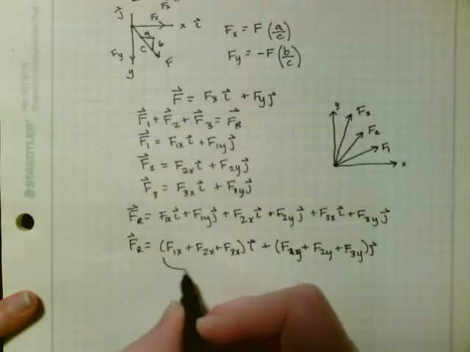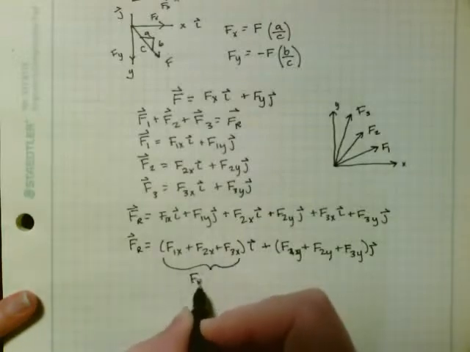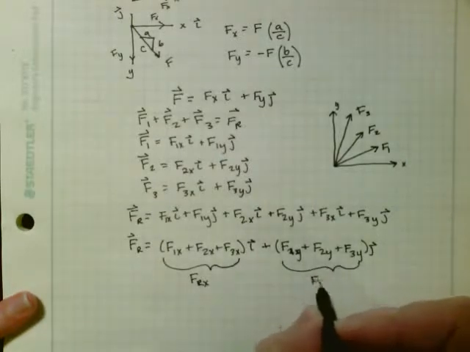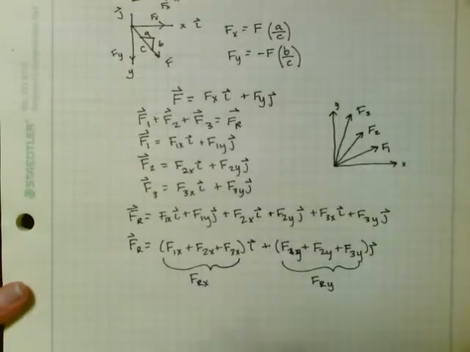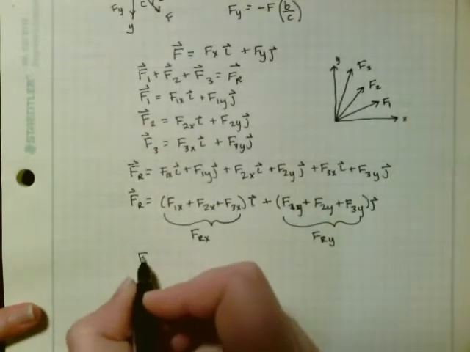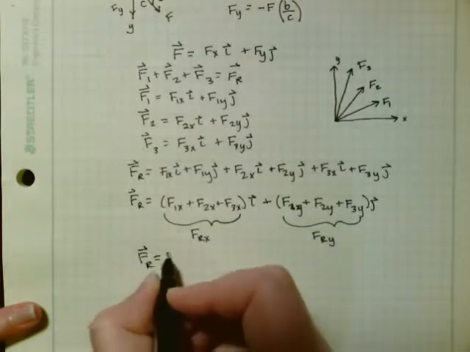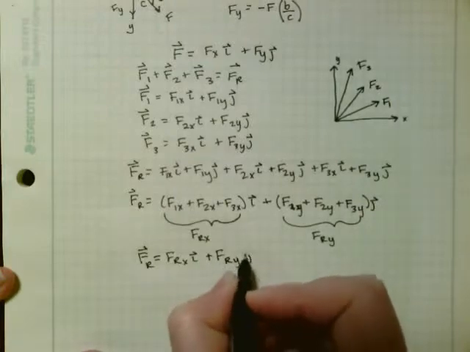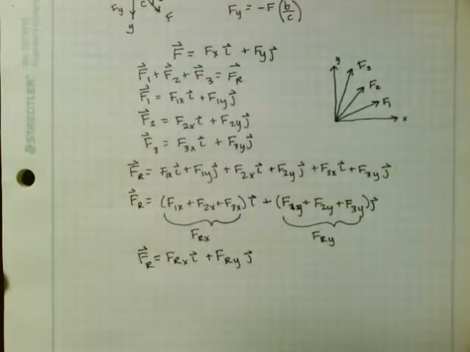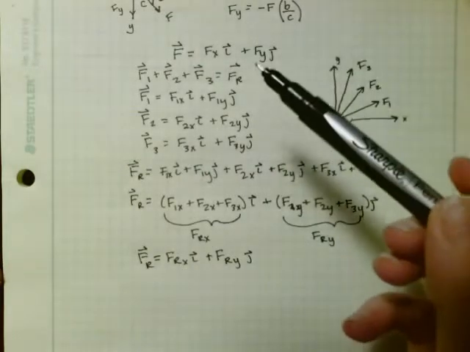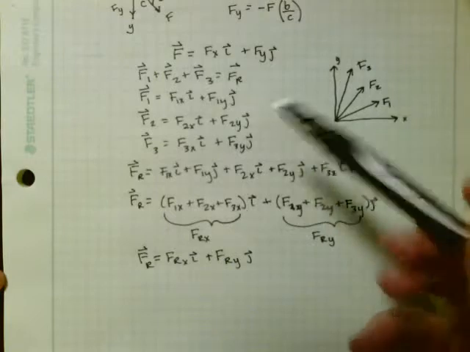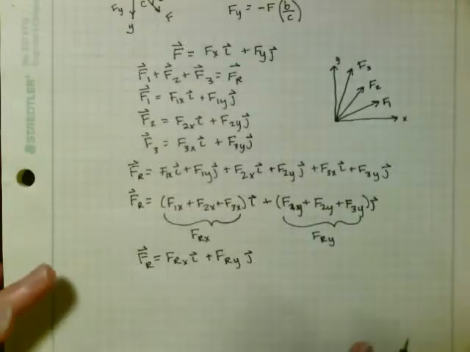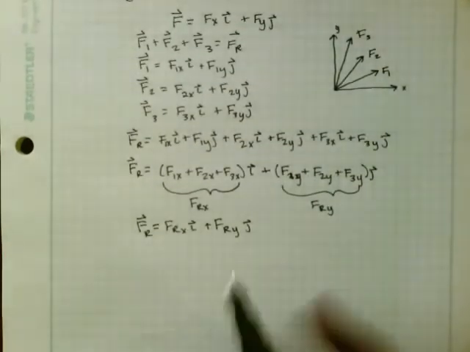And so this can be combined to just say FRx, the x component of the resultant force, and FRy, the j component of the resultant force. So we could write the final vector FR as FRx i plus FRy j. So this kind of shows you how these can be combined using the i and j vectors to get your FRx and FRy.